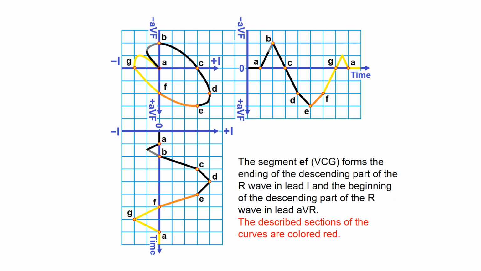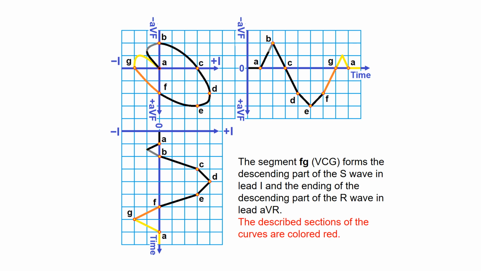The segment EF, VCG, forms the ending of the descending part of the R wave in lead I and the beginning of the descending part of the R wave in lead AVR. The described sections of the curves are colored red. The segment FG, VCG, forms the descending part of the S wave in lead 1, and the ending of the descending part of the R wave in lead AVR. The described sections of the curves are colored red.